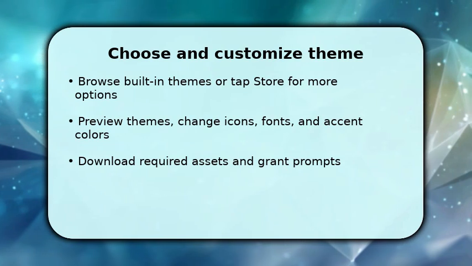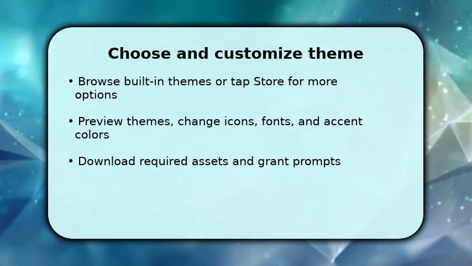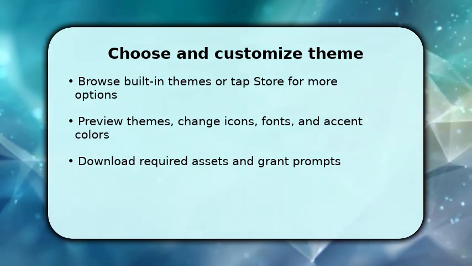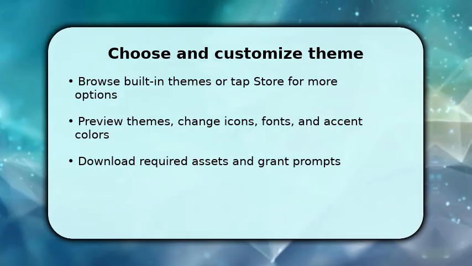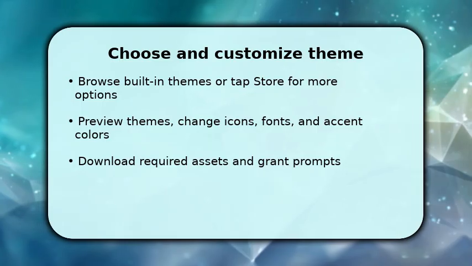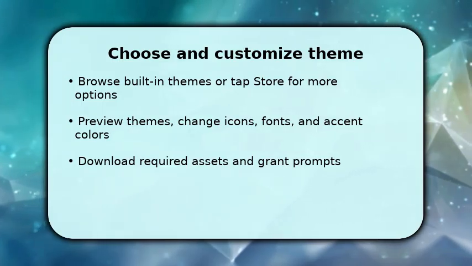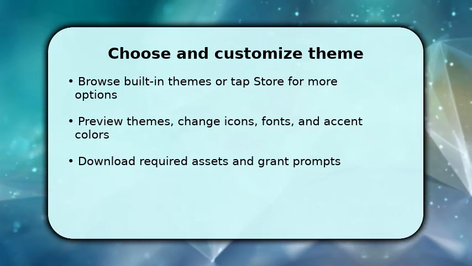Next, browse the built-in gallery or open the theme store to see more options. Preview several to compare icons, fonts, and color accents. When you find one, tap Preview to inspect home screen, lock screen, and icons. This is where you decide if the contrast and legibility work for you.